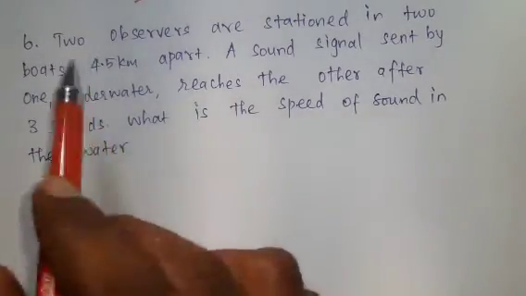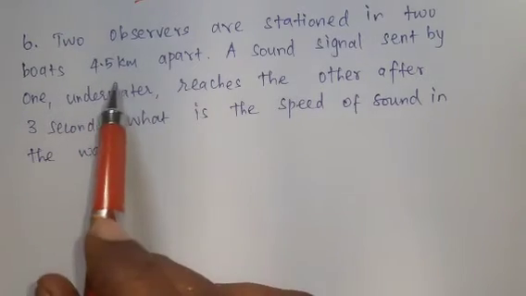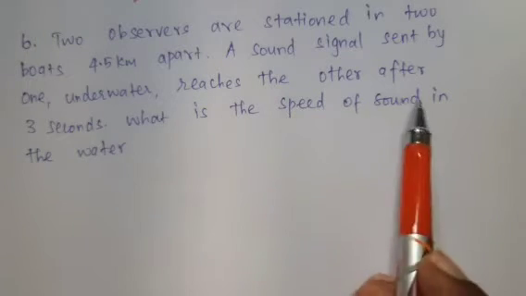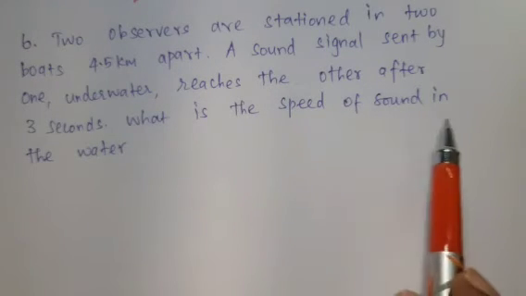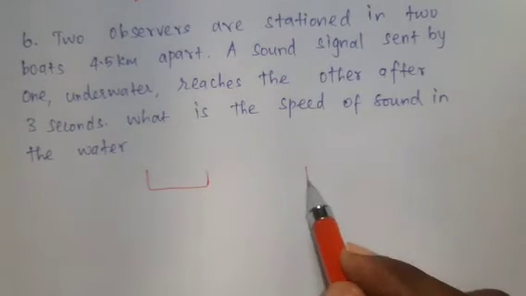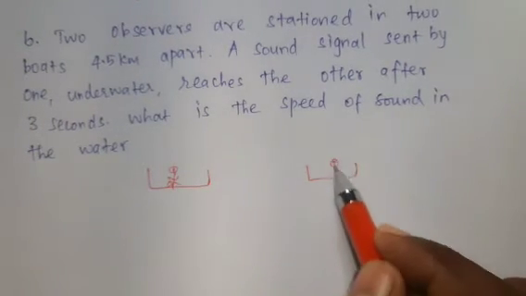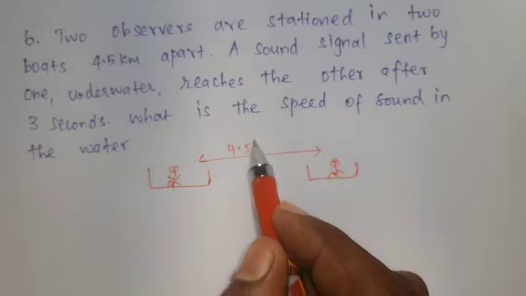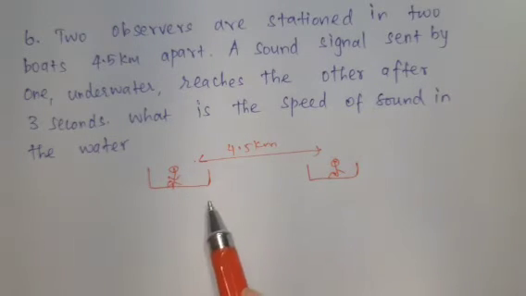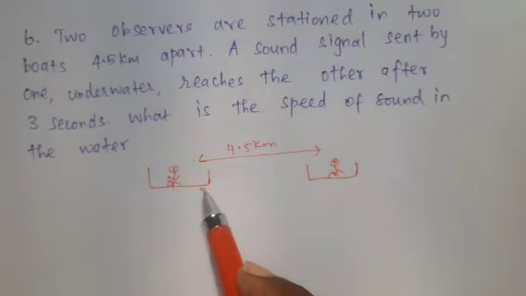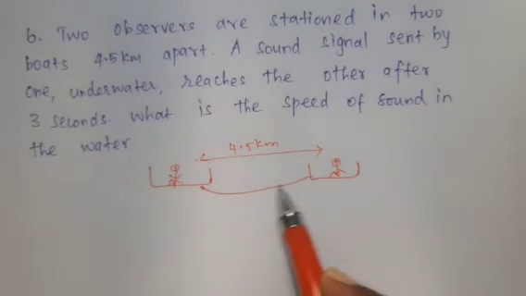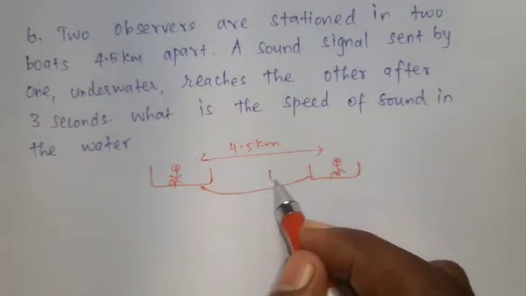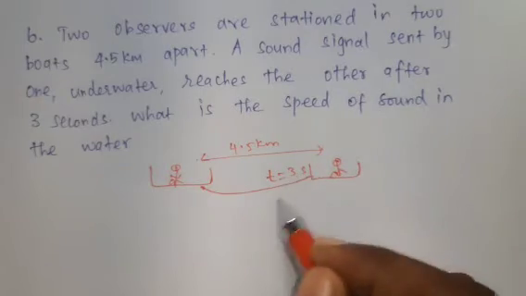Question number 6. Two observers are stationed in two boats 4.5 km apart. A sound signal sent by one underwater reaches the other after 3 seconds. What is the speed of sound in the water? This is one boat, this is another boat. So one observer, another observer. The distance between these two observers is 4.5 km. Now one observer is going to send the signal underwater to reach the second observer, so that the sound is heard by the second observer after 3 seconds. So the time period is 3 seconds.